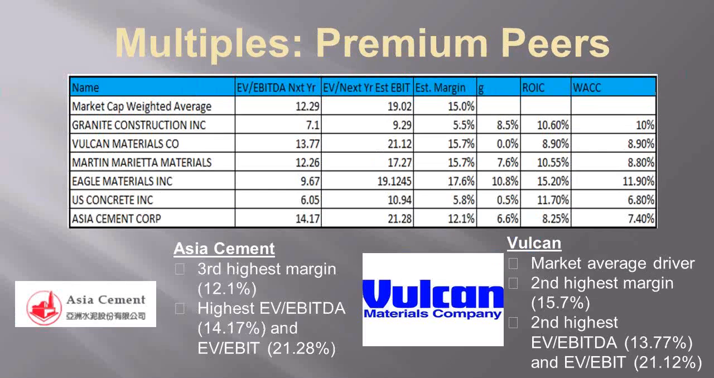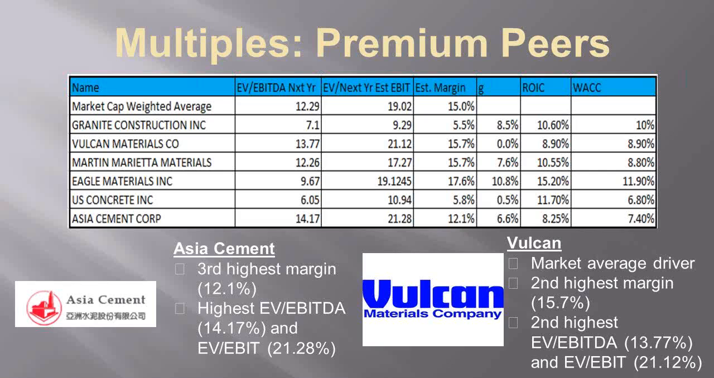So we'll go over the premium peers. Asia Cement has the third highest margin of 12.1%, and it also has the third highest EV to EBITDA and EV/EBIT ratios. Asia Cement, however, is at a discount against its peers. But we extend it as a premium because Asia Cement is actually based in Taiwan, which is a developed country, yet it's still less developed. And also, Taiwan is just that much smaller, so there will be less business, less market cap, so it will be a more uphill fight to be above the average.